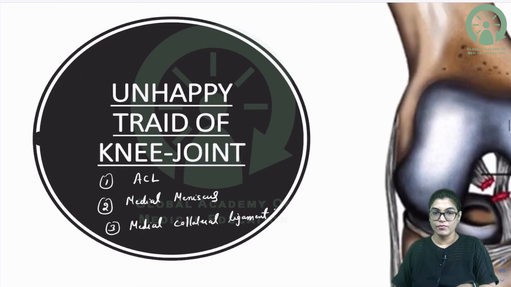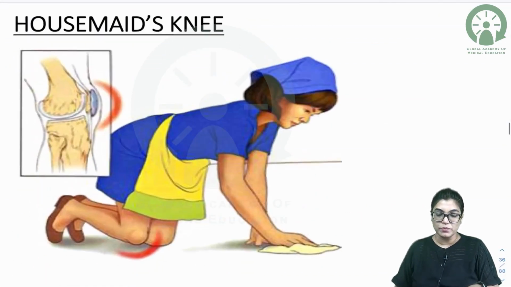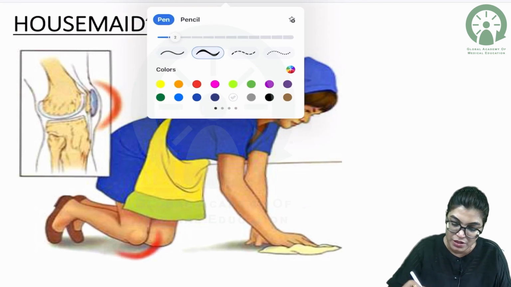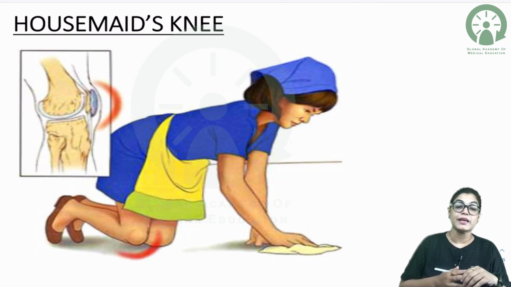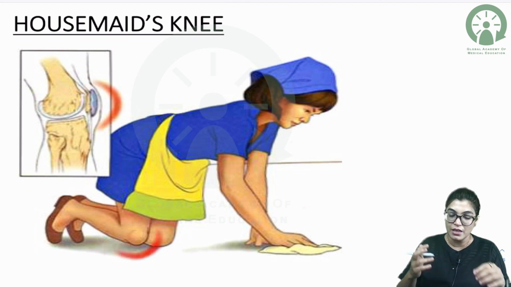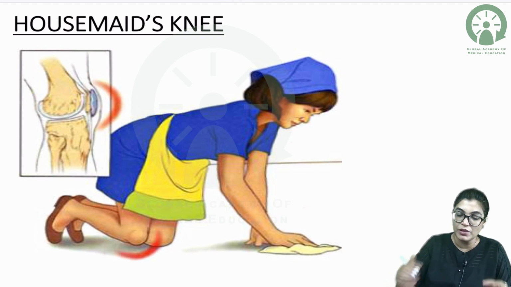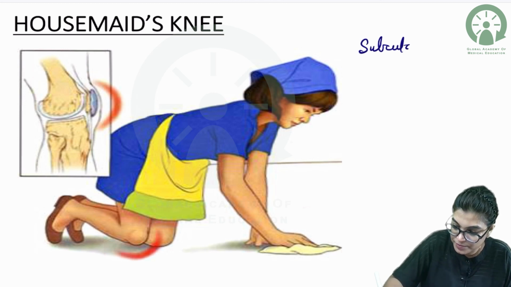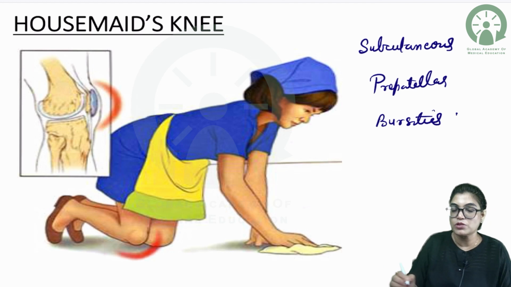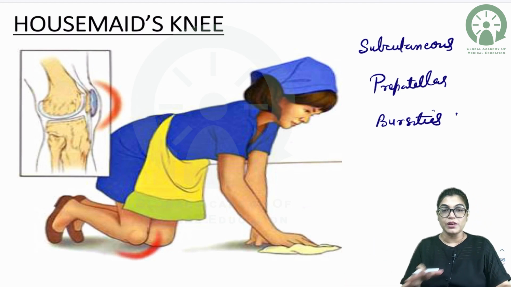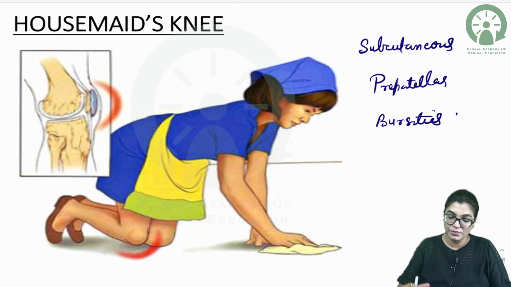Now let's talk about housemaid knee. When we use the word housemaid knee, there is inflammation of one of the bursae of the knee joint, and the name of that bursa is the subcutaneous prepatellar bursa. So, another term for housemaid knee is subcutaneous prepatellar bursitis. This is commonly seen in housemaids who rub the floor. Constant pressure is on the subcutaneous prepatellar bursa.